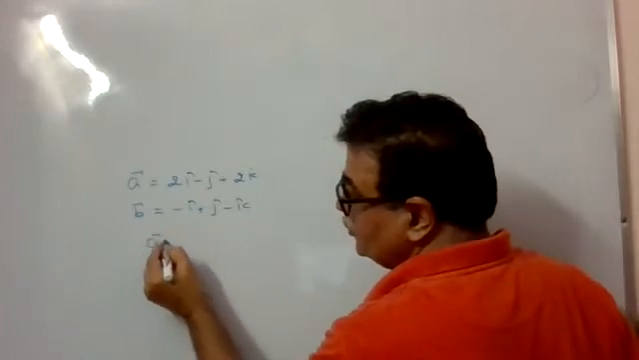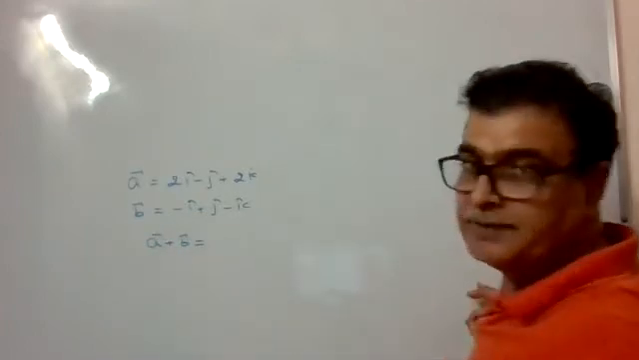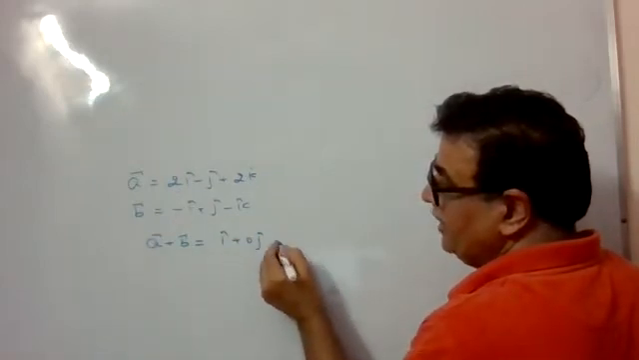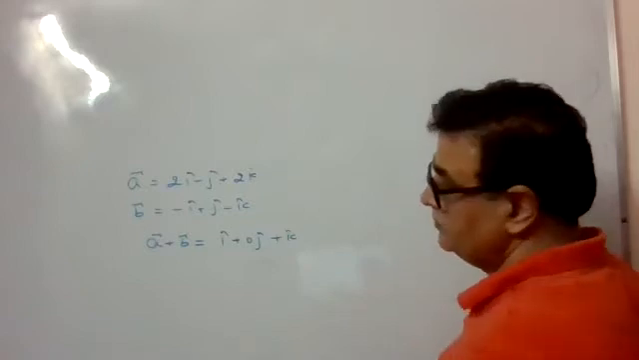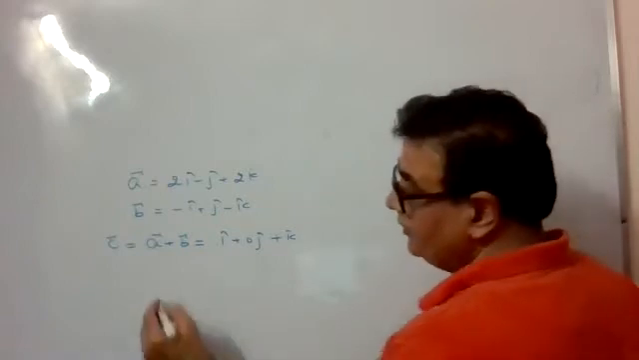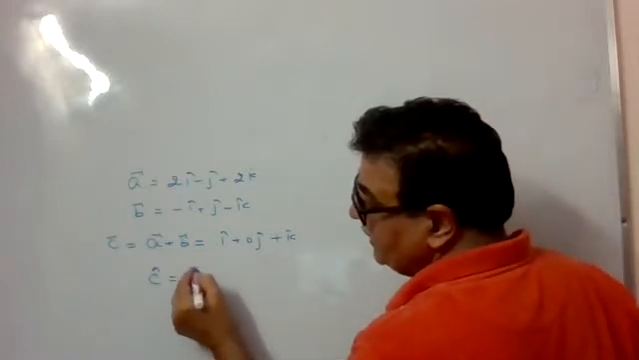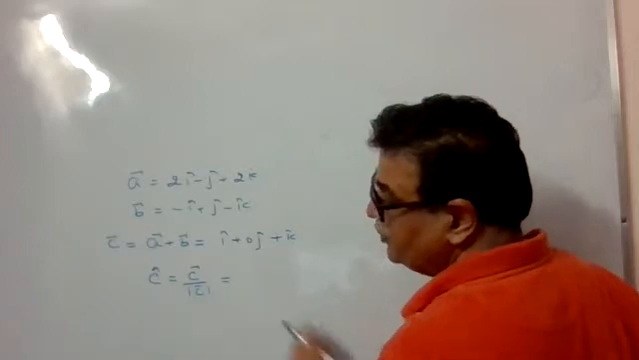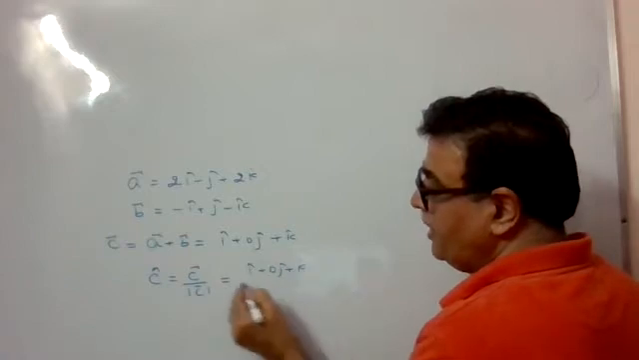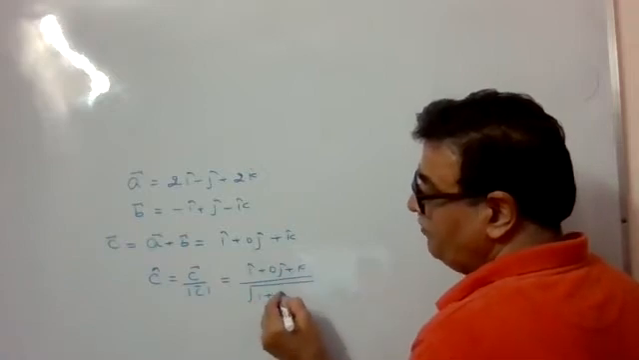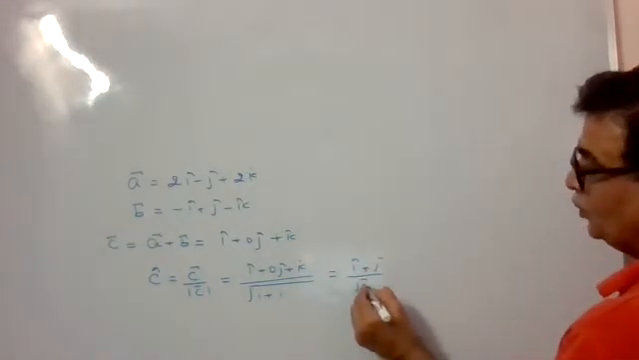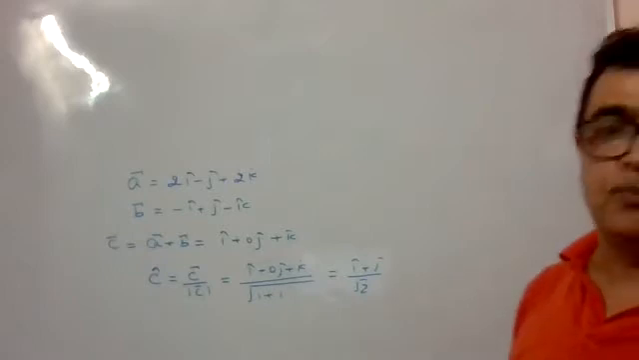So the first thing I should do is find out what A plus B is. 2i minus i will be i, this will be 0j and this will be k. Let this new vector be C. And we want a unit vector here, so I should say C cap is to be calculated, C vector divided by magnitude C. So it will come out to be i plus 0j plus k by under root of 1 plus 1. So it will come out to be (i plus k) by root 2. This will be the unit vector along A plus B.